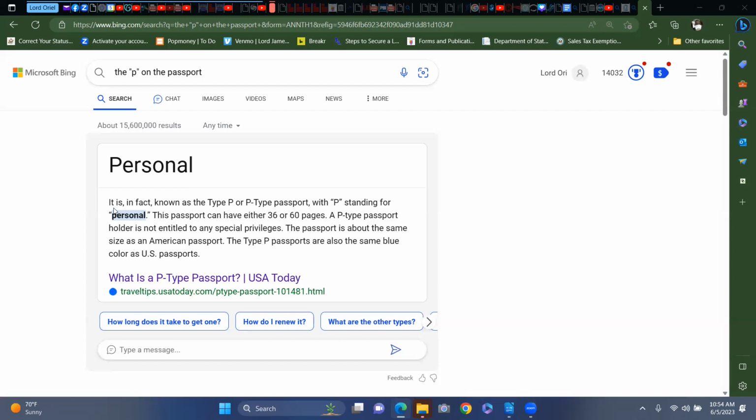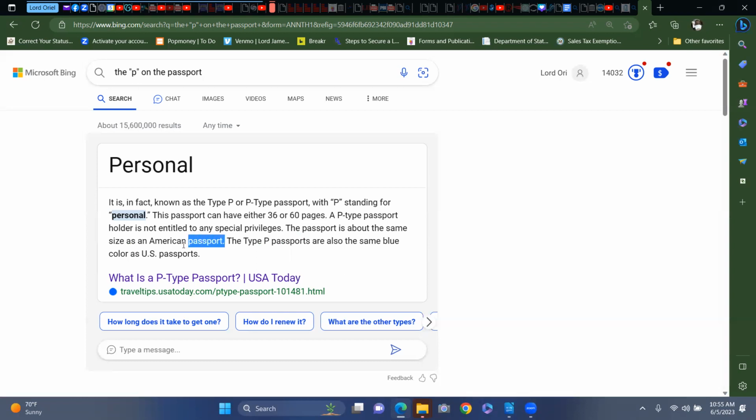All right. It is in fact known as the type P or the P-type passport, with P standing for personal. This passport can have either 36 or 60 pages. A P-type passport holder is not entitled to any special privileges. This means you get the regular one: personal, basic, public, general. The passport is about the same size as the American passport.